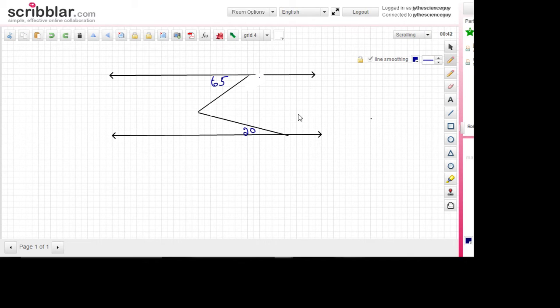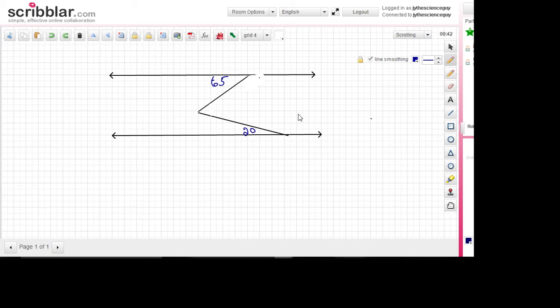Okay. You see that? So if I look at 20 and this angle, what can I say about those two? They're equal to each other. So what's that equal to? 20. So if I'm looking for this angle here, then there's something called the external angle theorem. Do you know what the external angle theorem says?